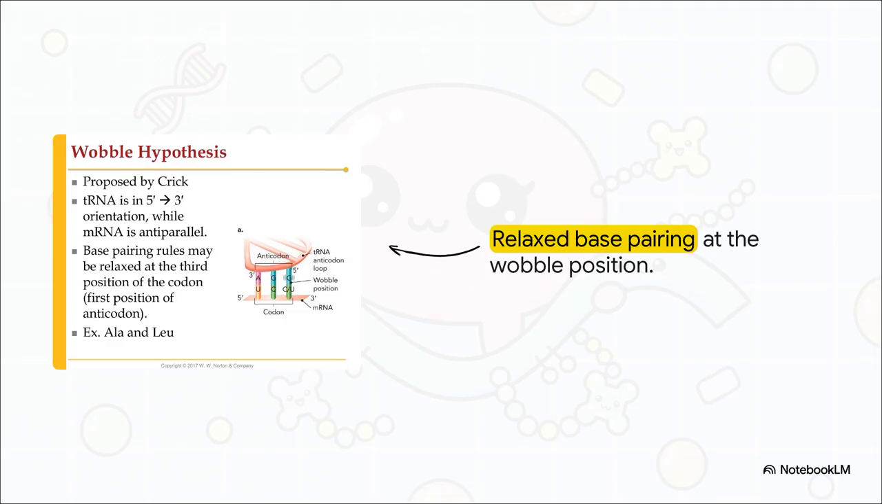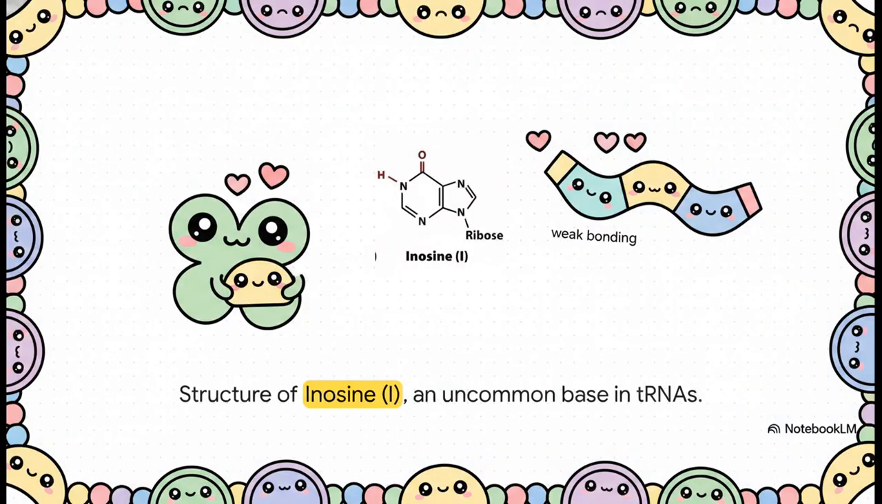Pretty wild, right? And to pull off this flexibility, tRNAs sometimes use an uncommon base called inosine. Inosine forms weaker hydrogen bonds.